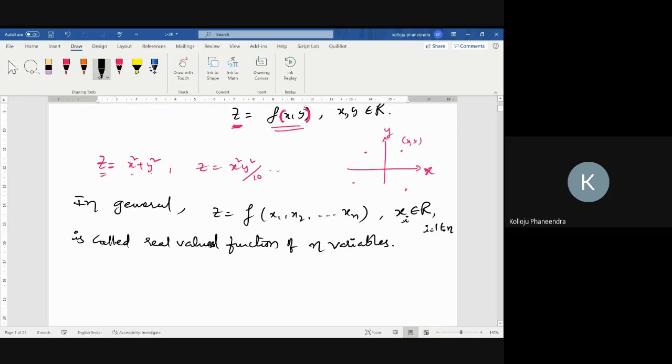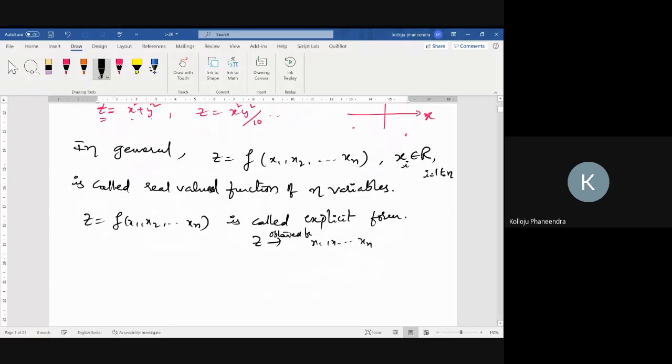This particular form, z equal to f of x1, x2, and so on xn, is called explicit form. What is meant by explicit form? Z is obtained from x1, x2, and so on xn. That means clearly the dependent variable is obtained from the values of the independent variables. That is called explicit form.